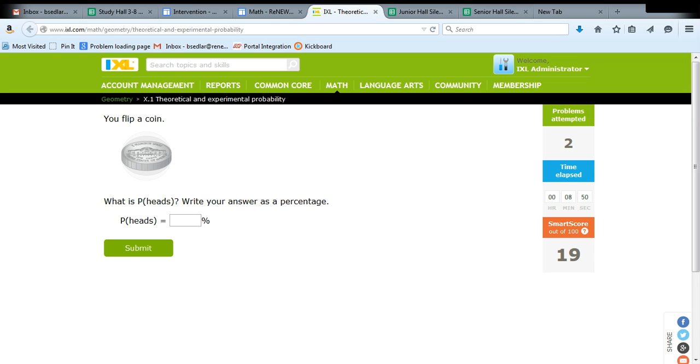For example, in this problem, it says you flip a coin. What is the probability of getting heads? The part I'm looking for is how many possible sides on this coin have heads. I know that only one side of a coin has heads, so that's my part, out of a total number of sides of 2, because there are heads and tails. That means the probability of flipping a coin and getting heads is 1/2, or 50%.